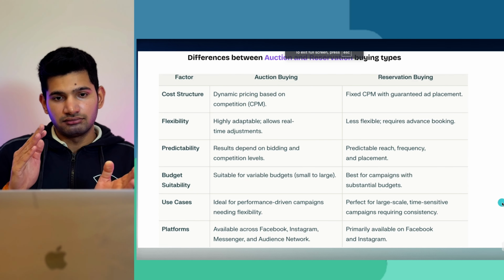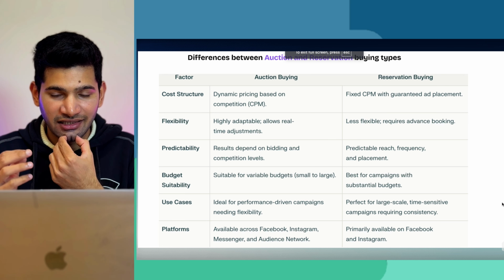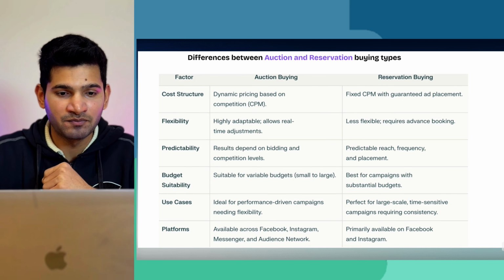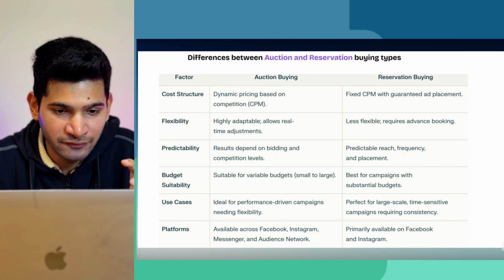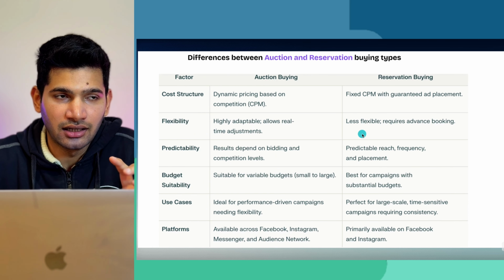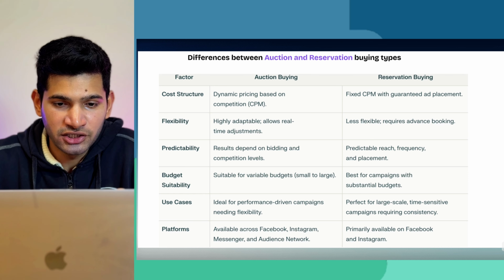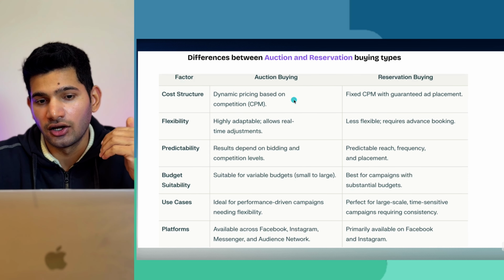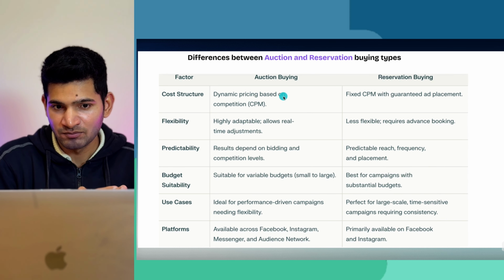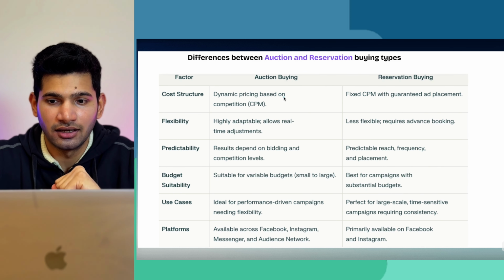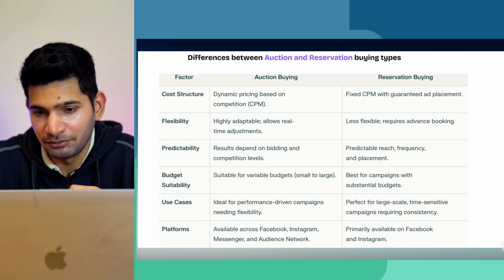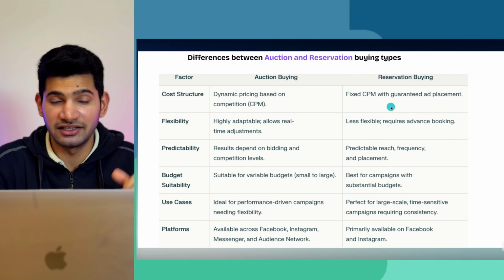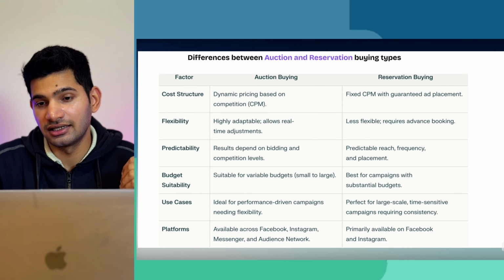If you see both types, auction as well as reservation buying, in terms of cost structure, in auction buying it is totally dynamic when it comes to pricing. So based on pricing and competition, I will be able to select auction buying. If I have a limited budget, I'm going to go with auction buying. But if I want a fixed CPM, that means if I want to bid a certain campaign with a very fixed CPM, I'm going to select reservation buying.